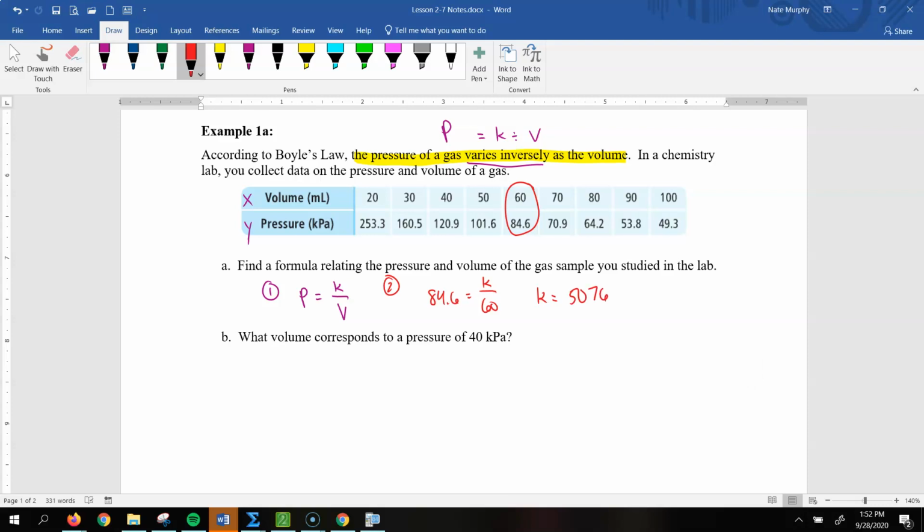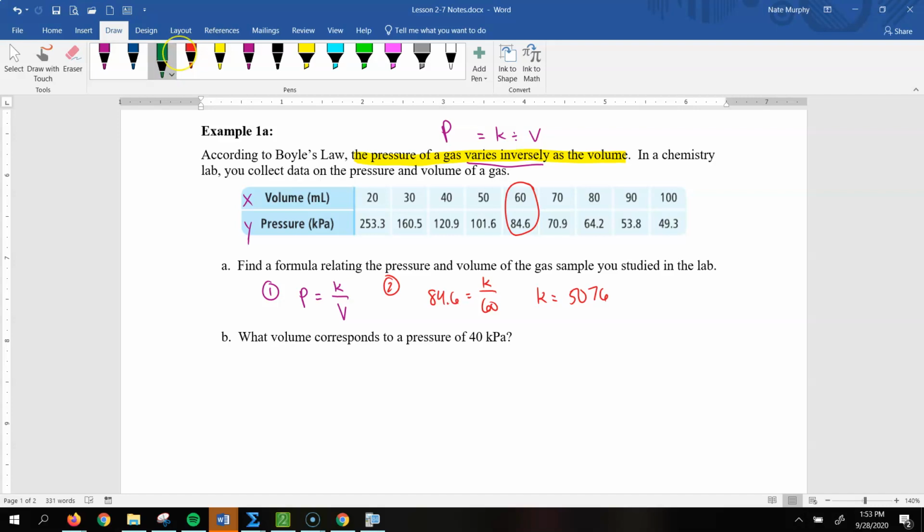Now, if we had used a different pair of numbers, now remember this is a model. A model does not always fit perfectly to a particular equation or a particular line. So you might have used 80 and the 64.2, and you'll have a slightly different value for k. And that's all right. In the big scheme of things, it will not matter. So just know that your value for k might differ. Now, it should differ only slightly. It shouldn't be a big difference.